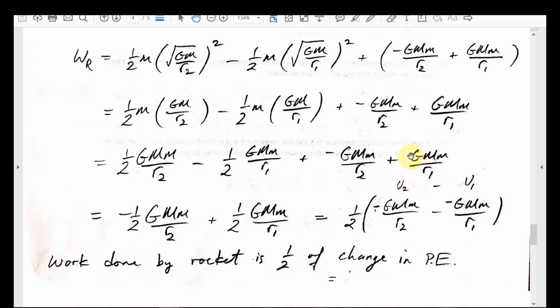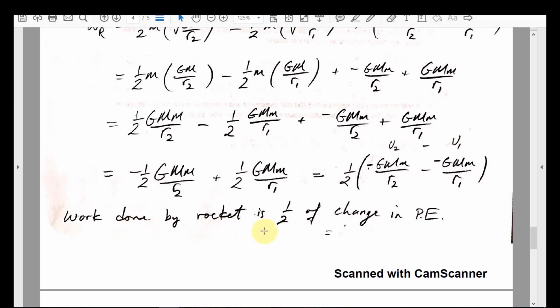This is a positive coefficient 1, so that simplifies to this term right here. When I factor out a 1/2, I have that the work done by the rocket is actually half of the potential energy. Okay, we have the work done by the rocket is half the change in potential energy.